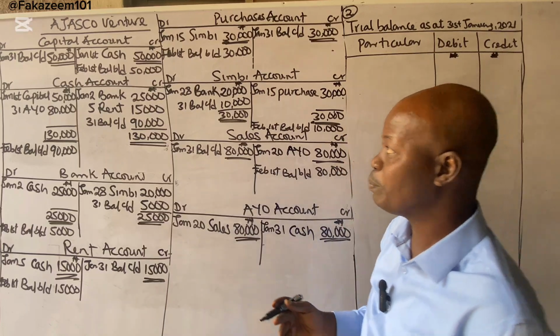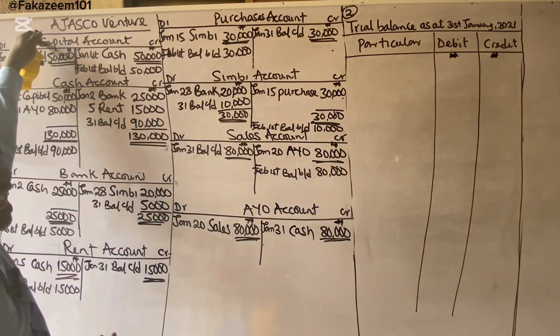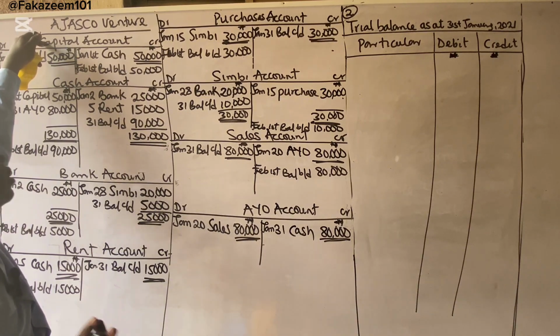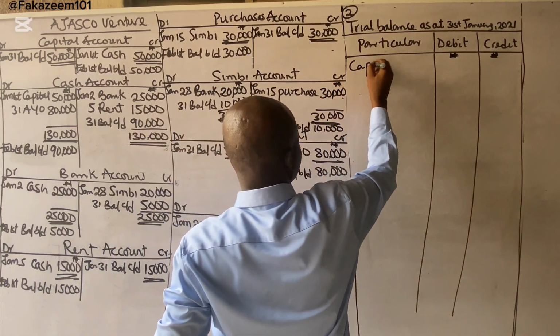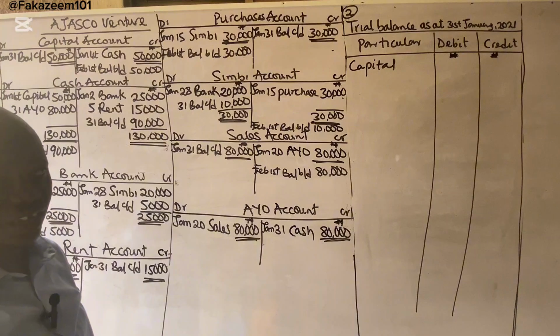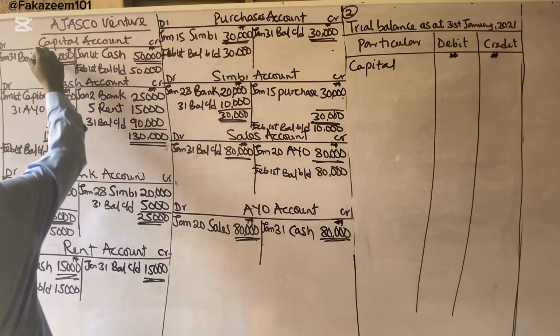The first thing is we pick the ledger one after the other. Trial balance is not an account. Trial balance is just an extract. Now, this is capital account. We'll pick the first one, but we'll not write capital account. We'll just write capital. Now, to extract this trial balance, you will look at your balance carried down.